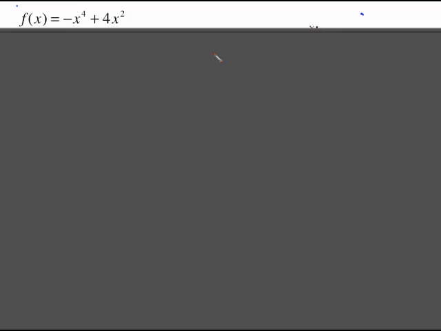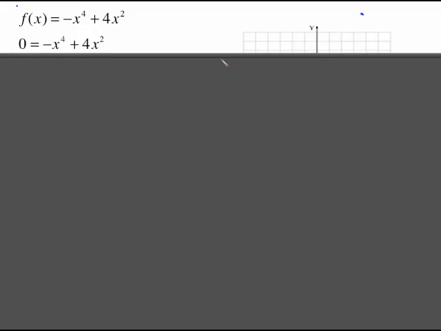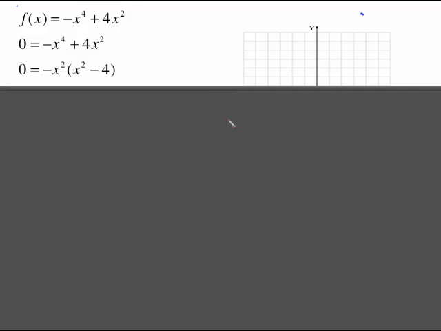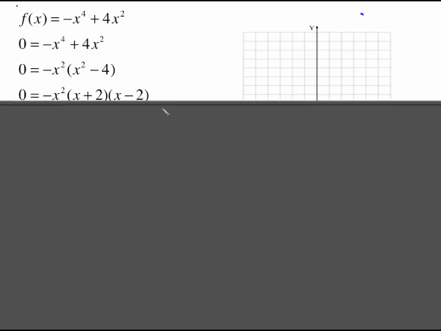This is our third video on graphing polynomial functions. Here's our function. We're going to set it equal to 0 and solve it by factoring out the greatest common factor, which is negative x squared. By doing that, we're going to end up with this binomial, x squared minus 4, which is the difference of two squares, and that factors further into this.